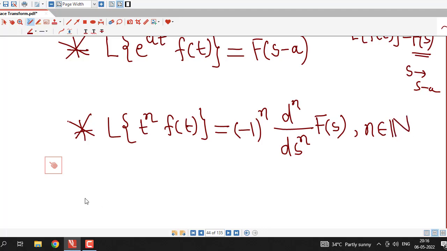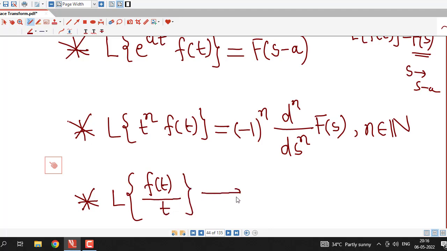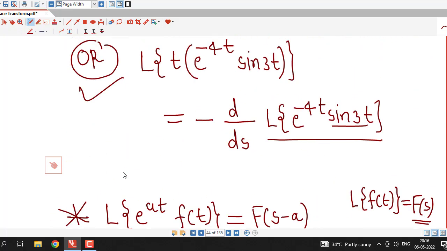Now in upcoming lecture we will see how to obtain Laplace transform of a function f of t which is divided by t, that is how to obtain the Laplace transform if we have division by t. So this we will discuss in upcoming lecture, and this is all about this session.